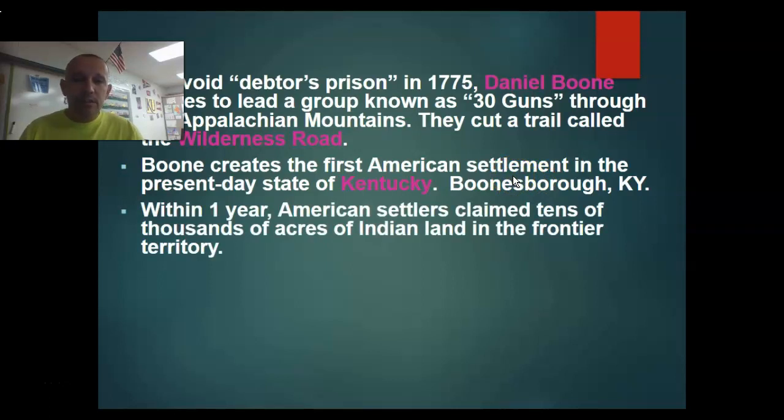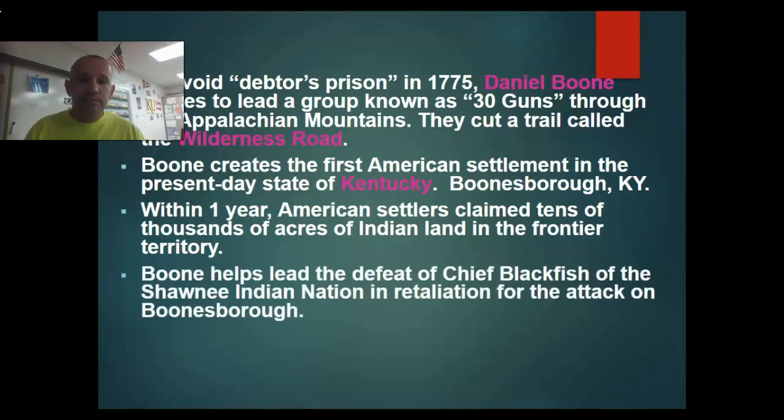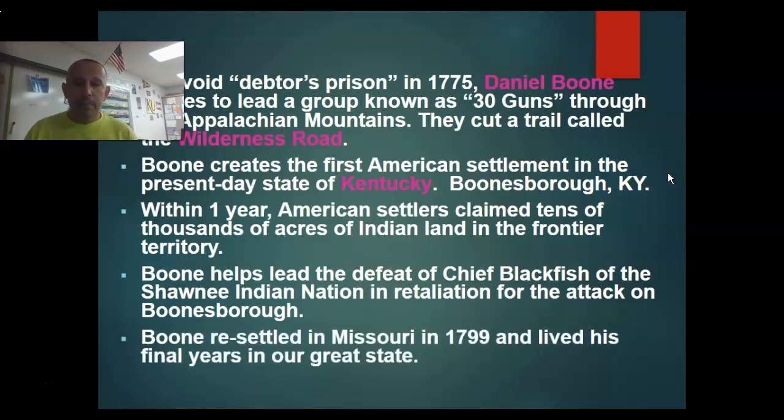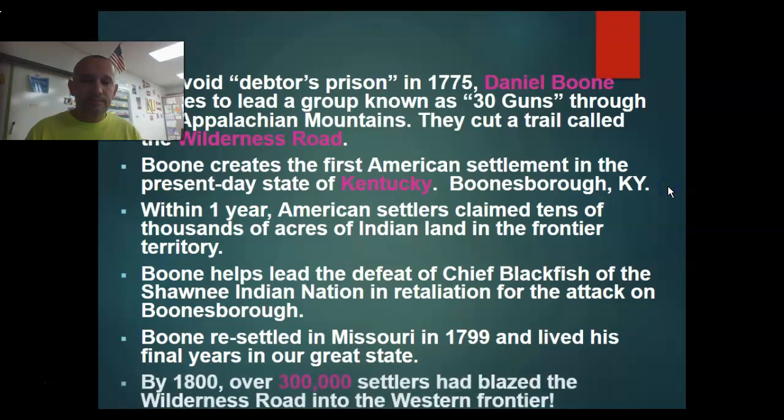Within 1 year, American settlers claimed tens of thousands of acres of Indian land in the frontier territory. Okay, they just basically said, this is our land. So obviously that's going to create a lot of conflict with the Native Americans. Boone helps lead the defeat of another Indian chief named Chief Blackfish of the Shawnee Indian Nation in retaliation for an attack that happened on Boonesboro. And then Boone resettles in what is today Missouri. It was just a territory back then, in 1799, and he lived his final years out in the great state of Missouri.